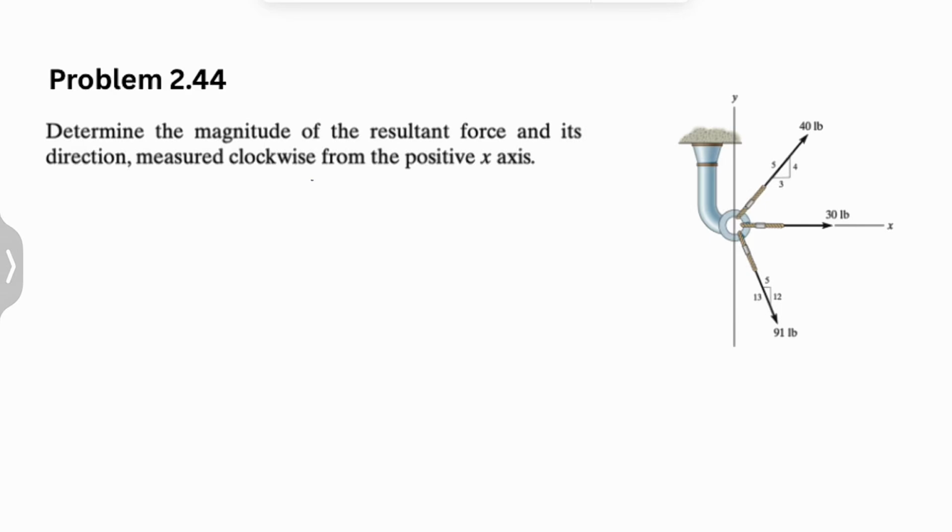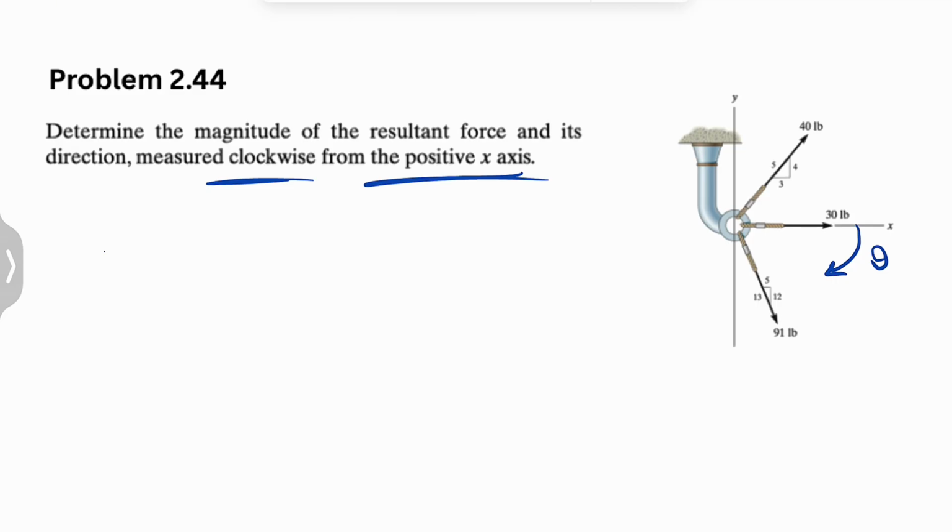Alright guys, welcome back. We have the question from the second chapter of Engineering Mechanics by Hibbeler, and we need to determine the magnitude of the resultant force and its direction measured clockwise from the positive x-axis. So basically at the end, whatever value we have for R, we have to go this way to find the angle, which we can call theta. Alright, let's just start with the magnitude first.